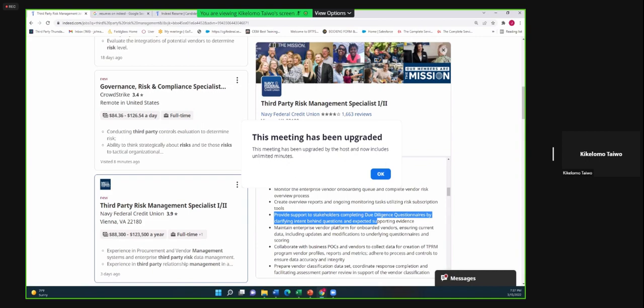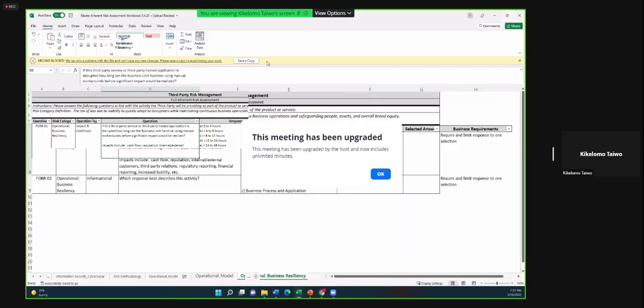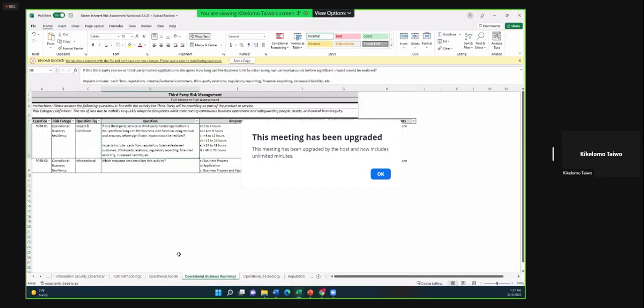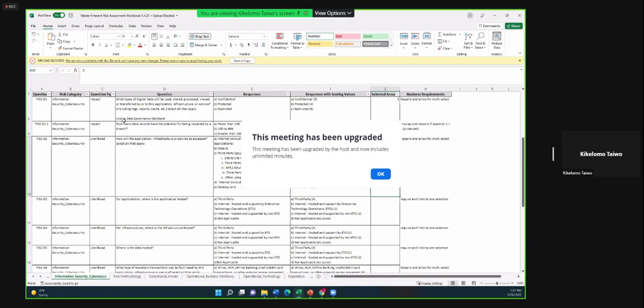The inherent risk questionnaire in the financial industry looks like this. This is my first time saying this. This is in my training. Can you see? This is a financial industry inherent risk questionnaire. It looks like this. Each tab has questions. This information security tab has these questions, right?